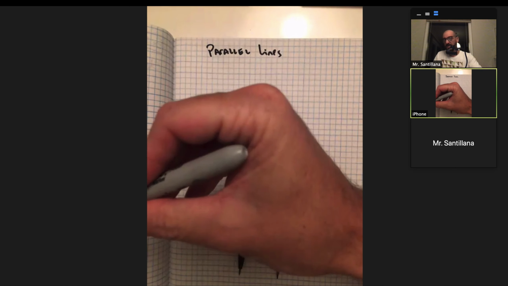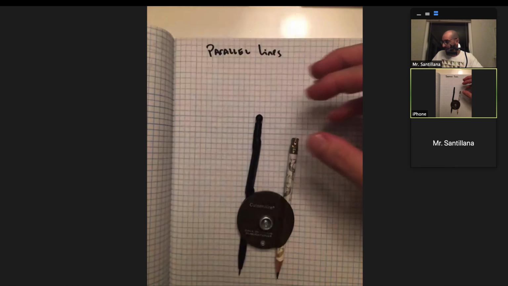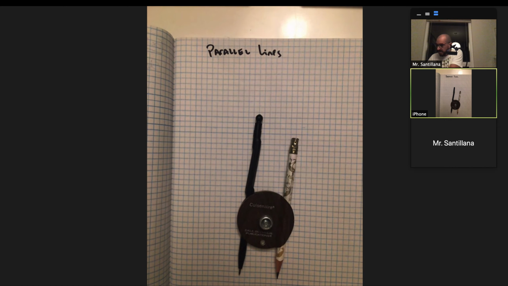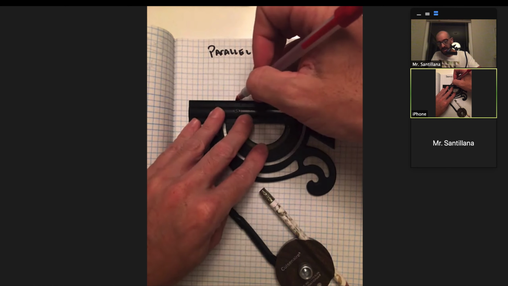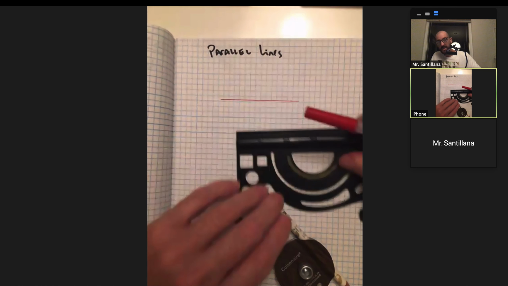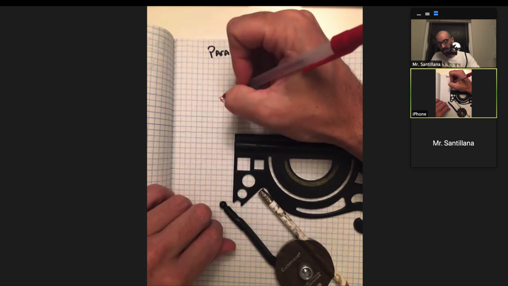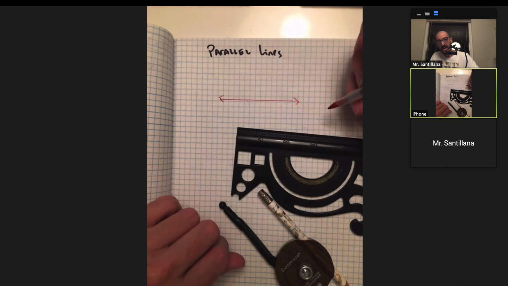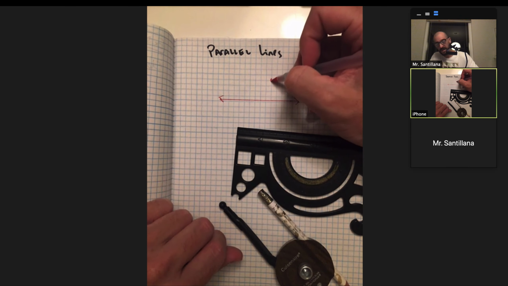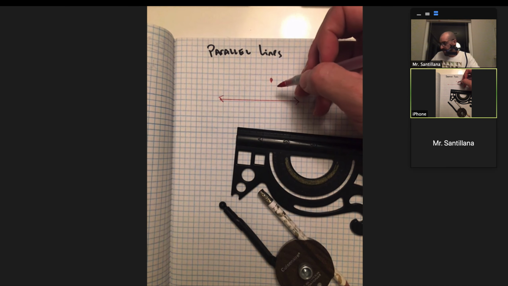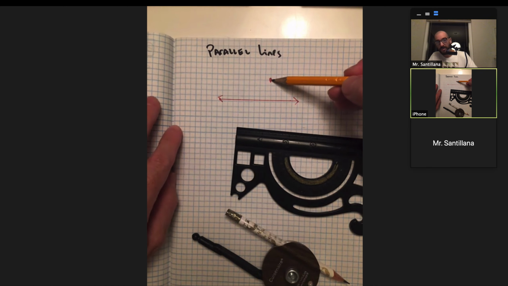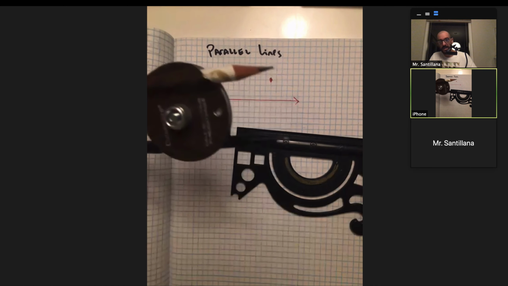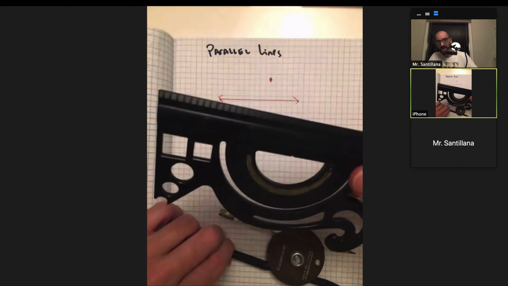Well, actually, I'm going to switch from a marker to a pen. I think that would be a lot easier to read. I'm going to grab a ruler, and I'm going to start off by making one line. It doesn't matter how long it is. And go ahead and put a point up here somewhere. It doesn't matter where. I want to make a line parallel through this point using my compass and using a straight edge.